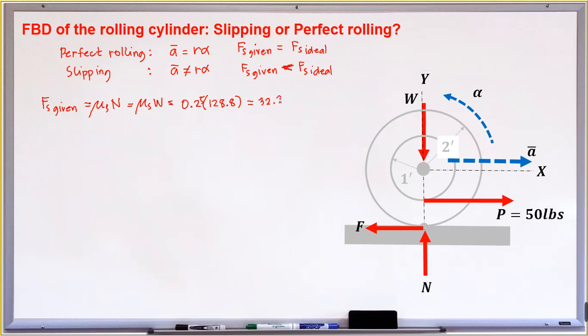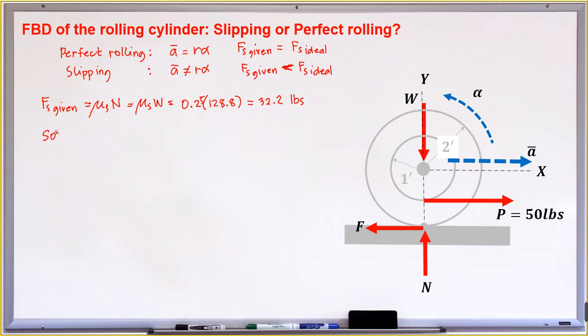That is 32.2 pounds. If this value, 32.2 pounds, is less than the ideal value of the static friction, then we can say that slipping occurs. If this is equal, therefore it is perfect rolling. Okay? But if this is greater than, it is stationary, no? Meaning the given applied force cannot move our solid cylinders.